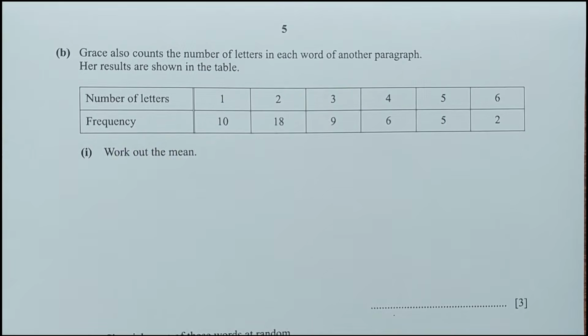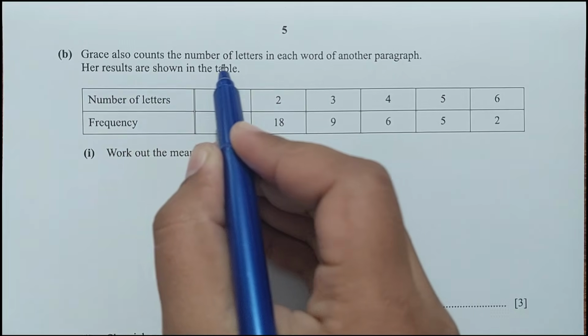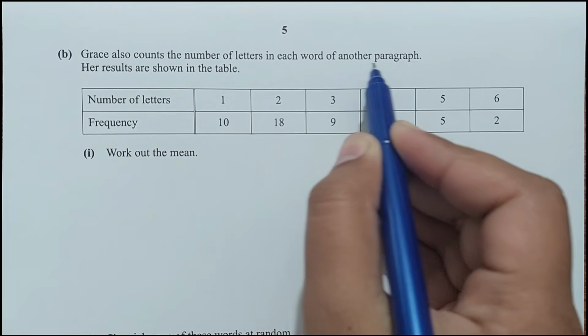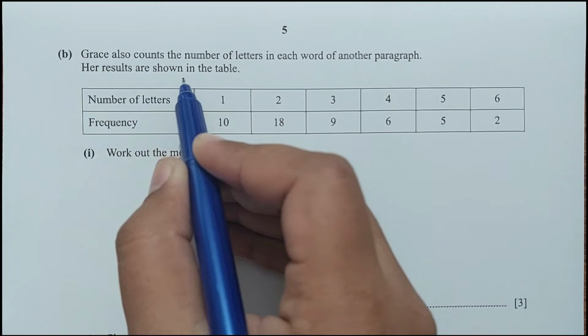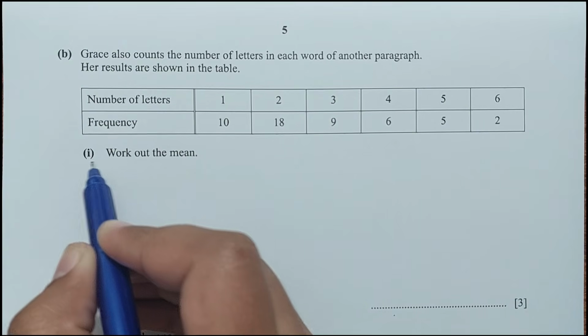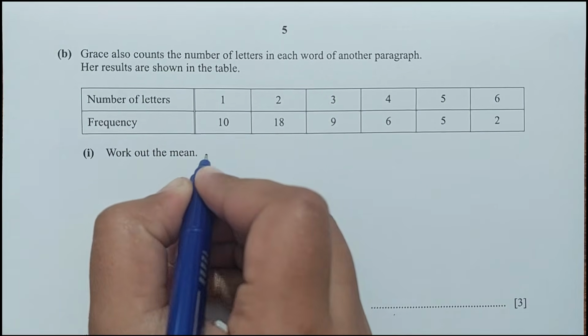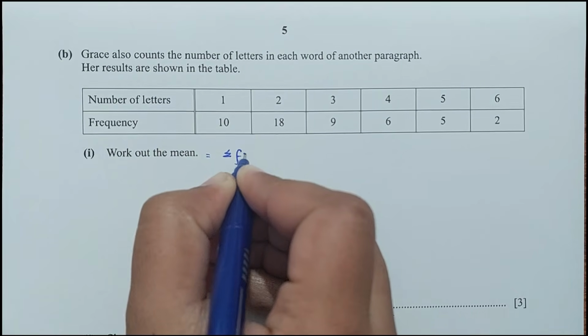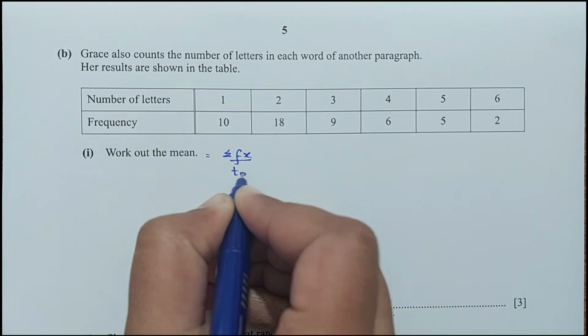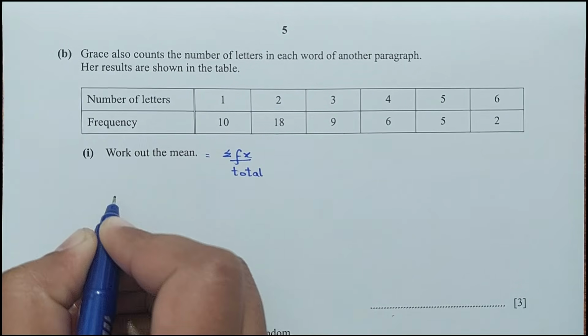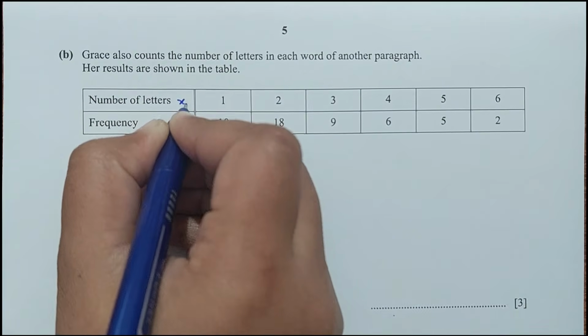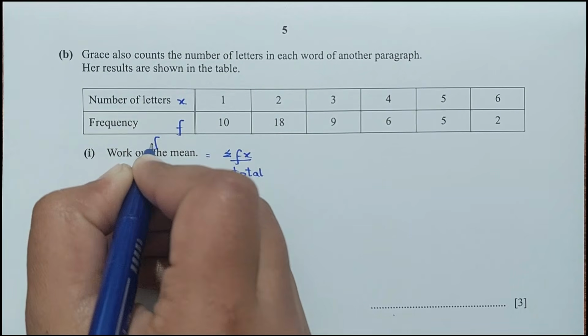Right. Now for part B, Grace also counts the number of letters in each word of another paragraph. Her results are shown in the table. Number 1, work out the mean. So mean is sum of fx divided by the total, right? So this is the x and this is f. What is fx? The product.